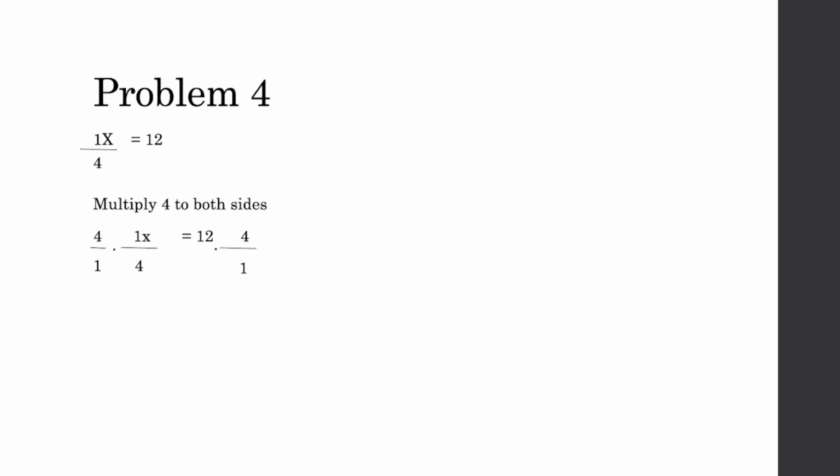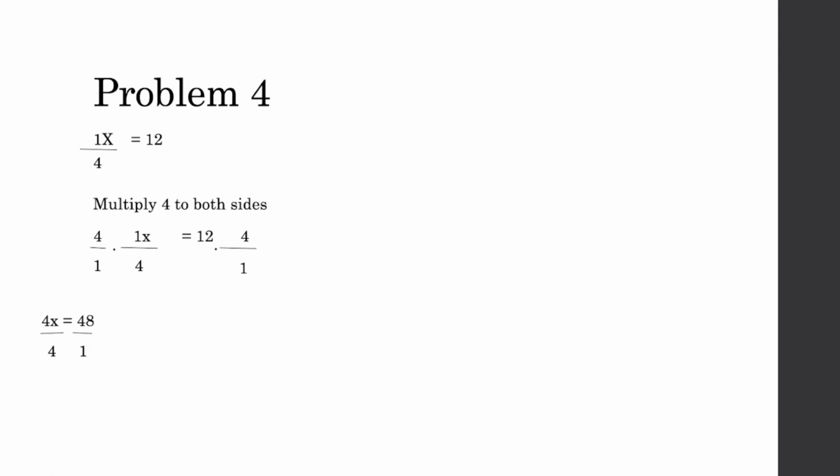You might have remembered it when you were doing it in, I would say, middle school, which is called keep, change, flip, where you keep the fraction, you change it to multiplication, and you flip the numbers. So the 1 is going to be at the bottom, and the 4 is going to be at the top. The numerator is going to be 4, and the denominator is going to be 1. So you're going to do 4 over 1 times 1x over 4 equals 12 times 4 over 1.